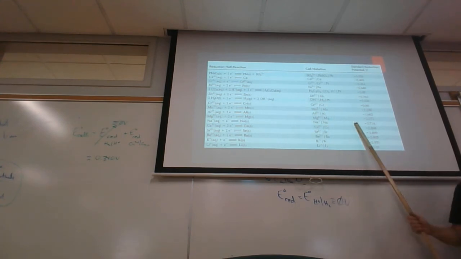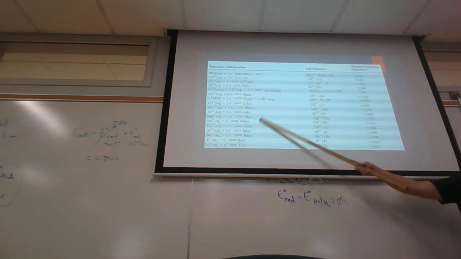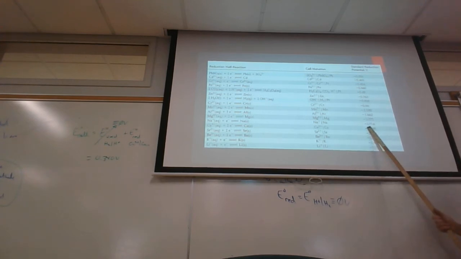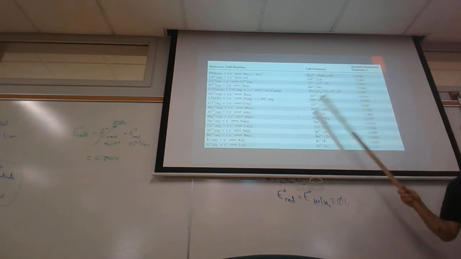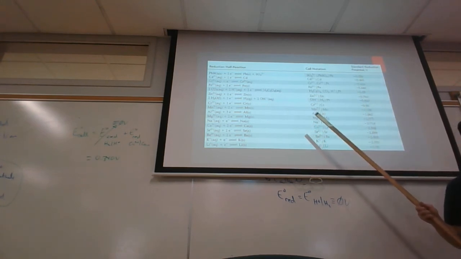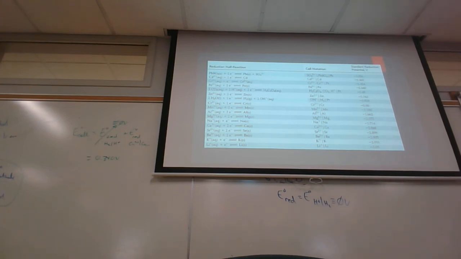These are the reduction potentials. The oxidation potentials, you just reverse all these reactions and then change the sign. So as far as oxidation potential, which species has the highest oxidation potential on the chart?